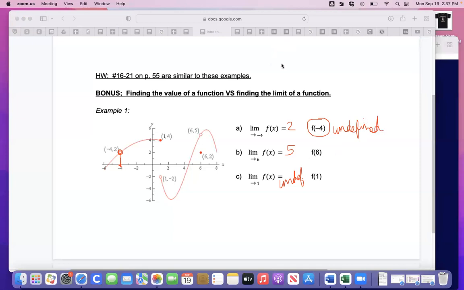The next one we're looking at is the function at 6. So what is it equal to at 6? If we go to 6 and we go up here, oh okay, there was an open hole here, so it's not equal to 5, but look at that.